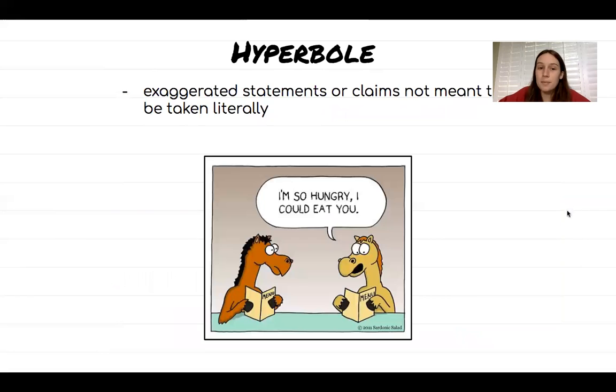The next term is hyperbole. This is an exaggerated statement or claim not meant to be taken literally. A lot of them are in our everyday talking and we don't even realize. "I'm so hungry I could eat you." That's a play on the phrase, "I'm so hungry I could eat a horse." Obviously, I'm not going to eat a horse. So it's things that aren't meant to be taken literally. I don't know if you've ever heard that phrase. My family said it growing up. "I'm so hungry I could eat a horse." "I'm so tired I could sleep forever." You're really only going to sleep like eight hours.